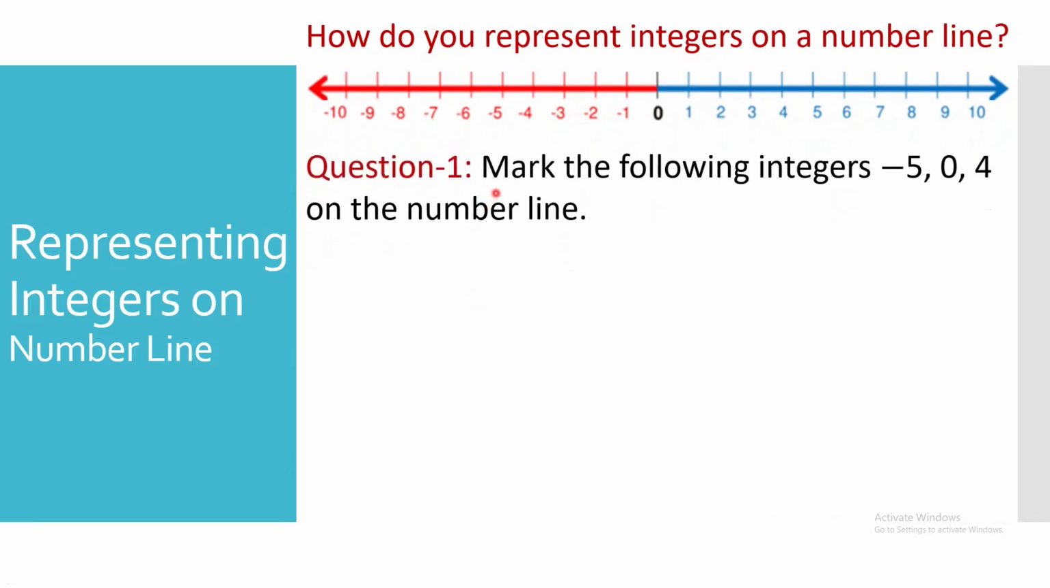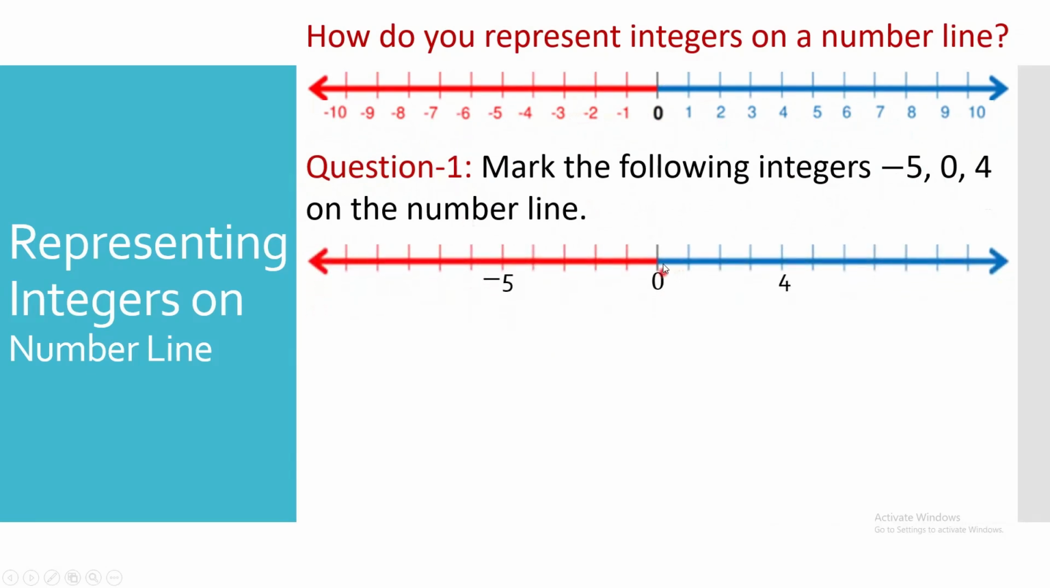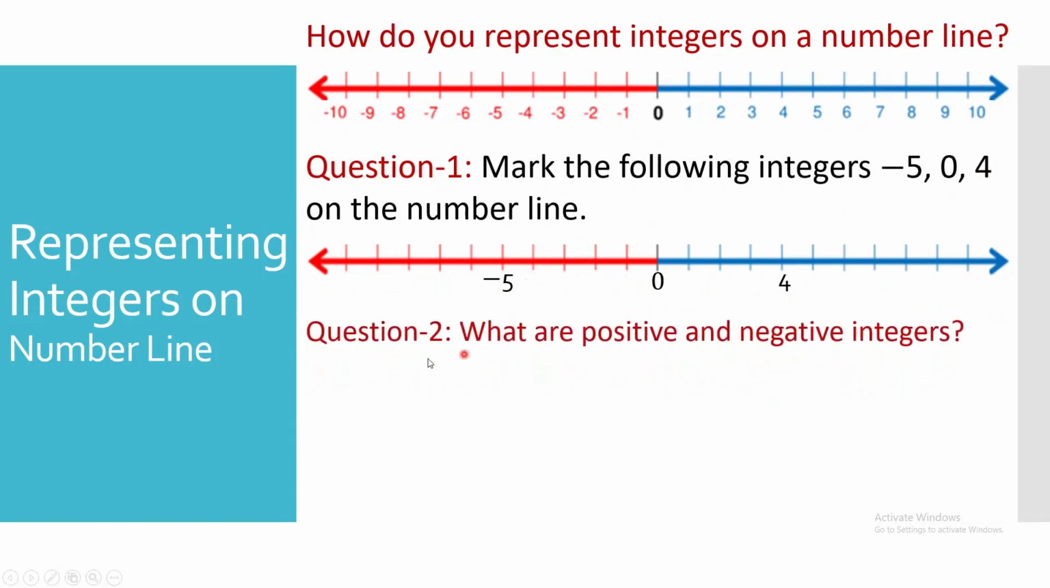So question number 1, suppose mark the following integers -5, 0, 4 on the number line. If the question comes like this, how should you answer? You have to draw a number line, you have to present 0 at the middle, the neutral number. After that you have to count positive numbers on the right side, 1 2 3 4. So 4 will be here, and -1 -2 -3 -4 -5. So -5 will be placed here.